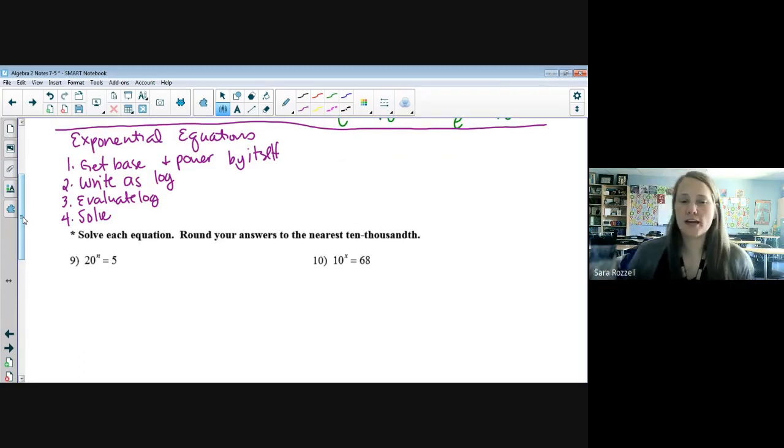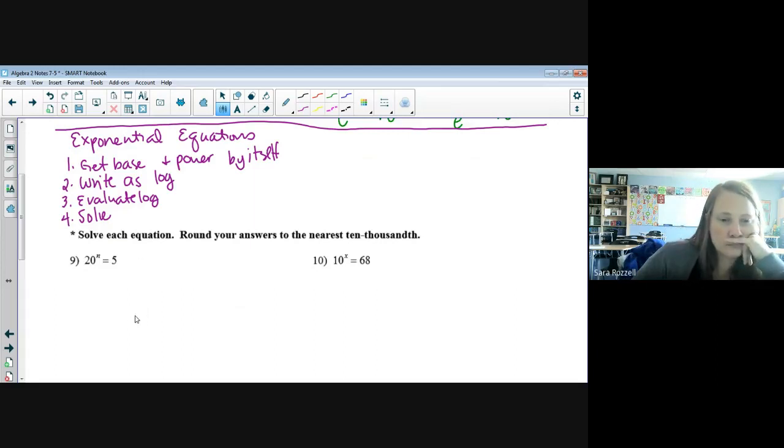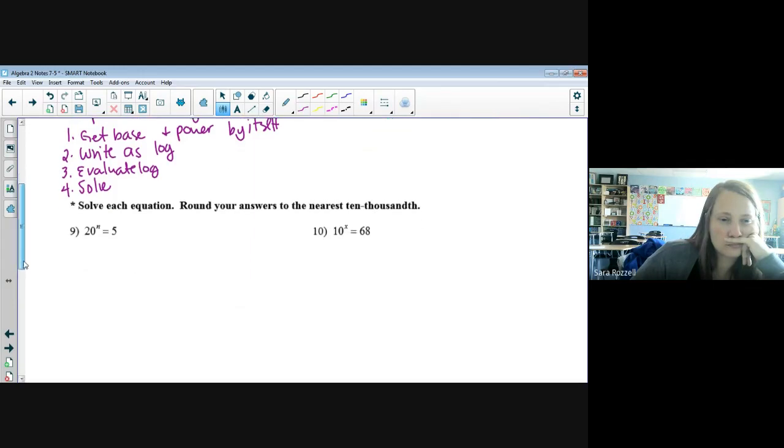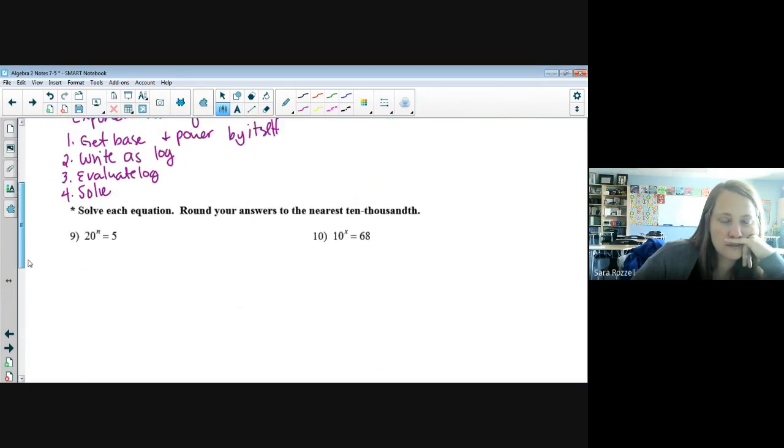So when you write those steps down, go ahead and write 9 and 10. You don't have to solve each equation. You can just write down the problem. Let's see where the next one's from. Okay, not too bad.